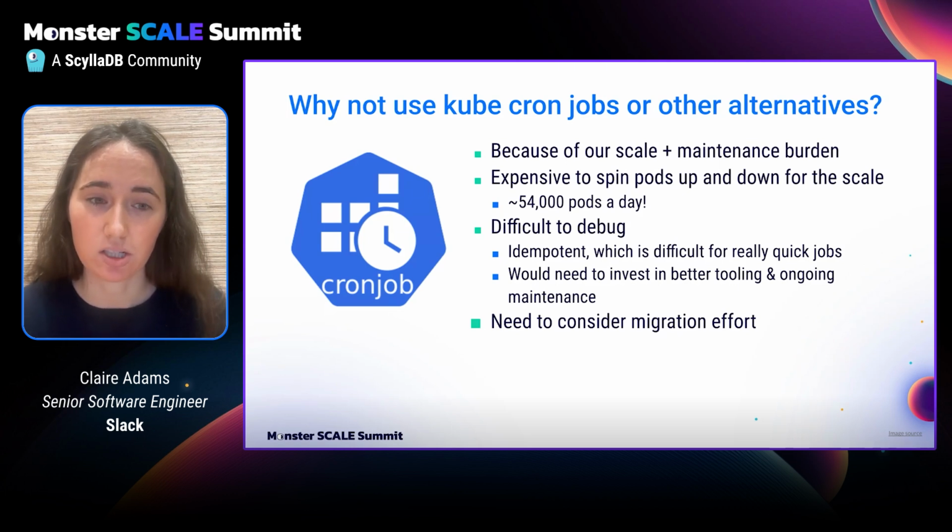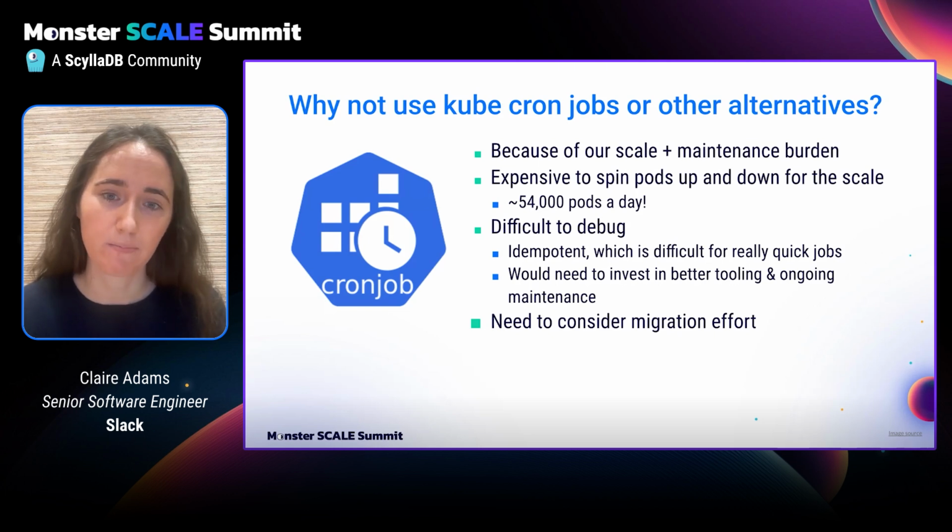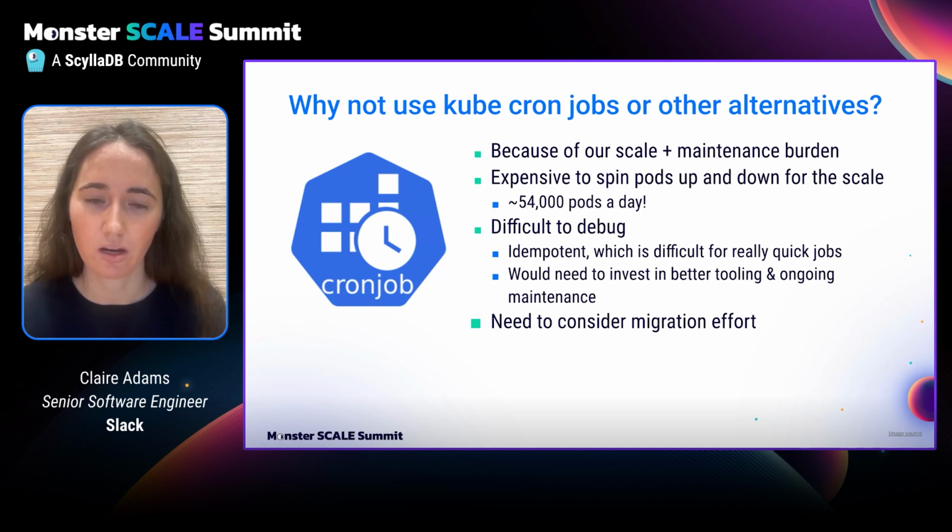Like if we were to use kube cron jobs, we'd be spinning up 54,000 pods a day, because every time you run a script, it spins up a new pod. And that's a huge number of pods to have to manage. Things go wrong, the cluster is too big, one pod accidentally consumes too much memory. If they spin up or spin down too quickly, then we'd have to invest in better tooling, ongoing maintenance. It's like a whole new area to learn about.